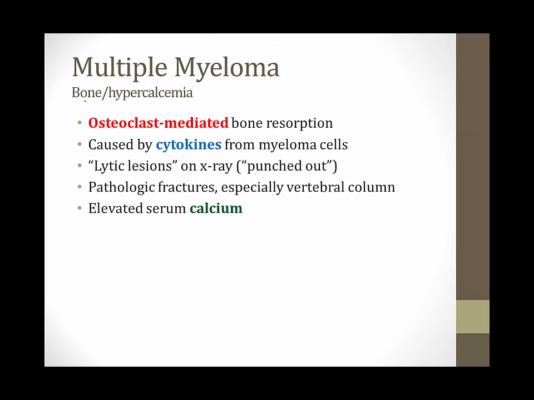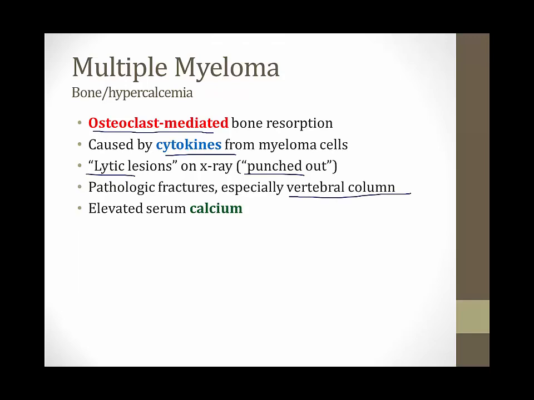In multiple myeloma there is extensive osteoclast-mediated bone resorption. This is all driven by cytokines coming from myeloma cells. This leads to characteristic lesions you can see on X-ray, which are described as lytic or punched out. I'll show you a picture of these on the next slide. In addition, it often leads to pathologic fractures, especially of the vertebral column.